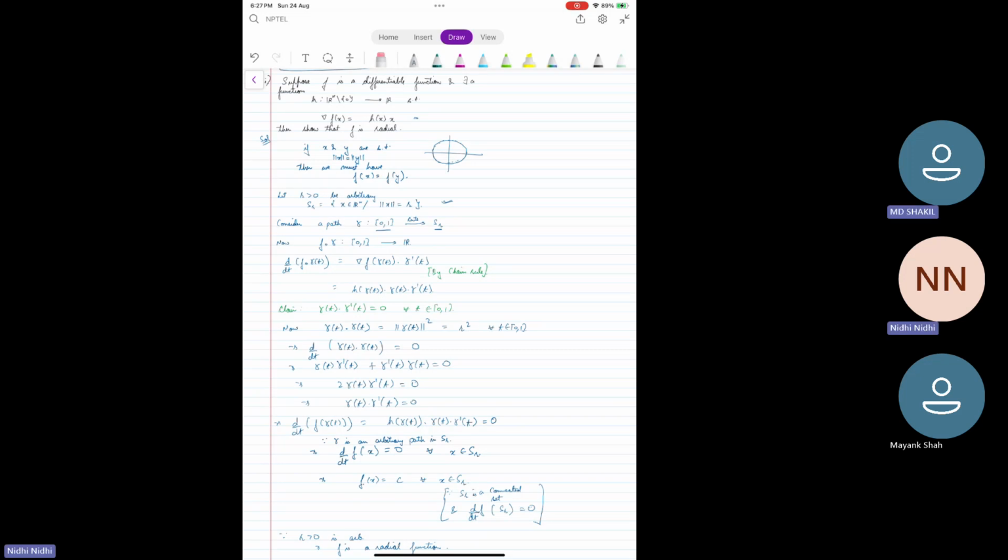I hope this is clear. Here, the gradient of f(x) is defined to be h(x) into x. This is a dot product or simple product. See, h(x) is a real number because the range space of h is in R. So h(x) is a real number and x is a vector. So it is kind of scalar multiplication.